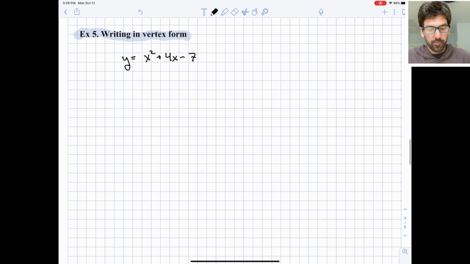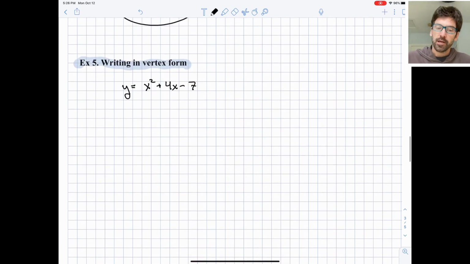All right, I think we have one last problem to do. So another tool that you can use with completing the square, another use of completing the square, is by taking an equation in standard form and writing it in vertex form.